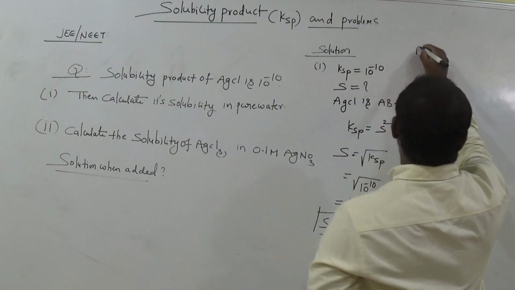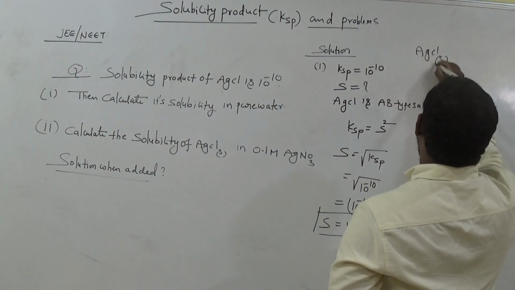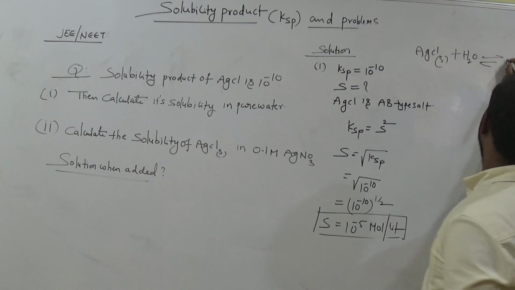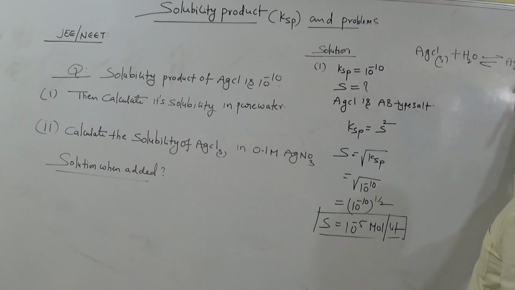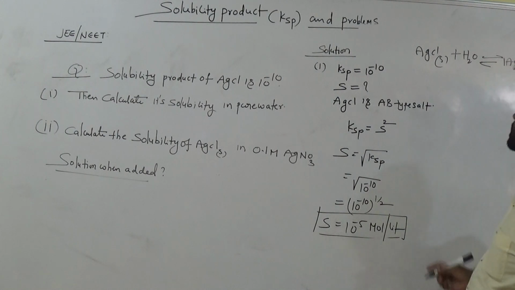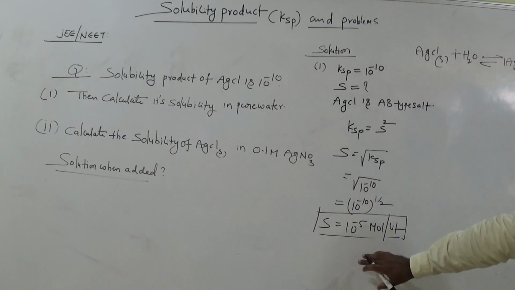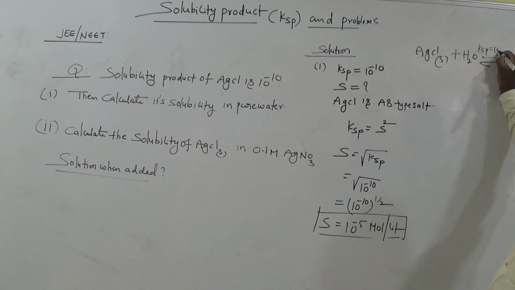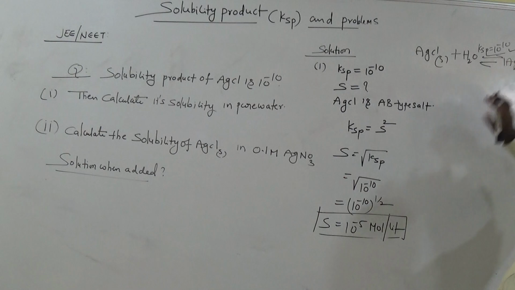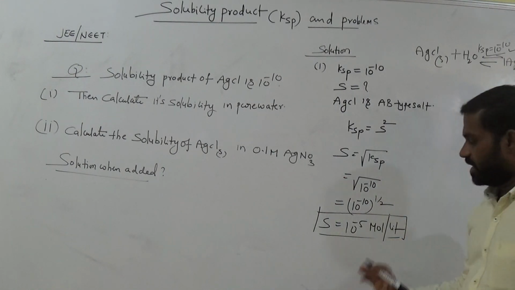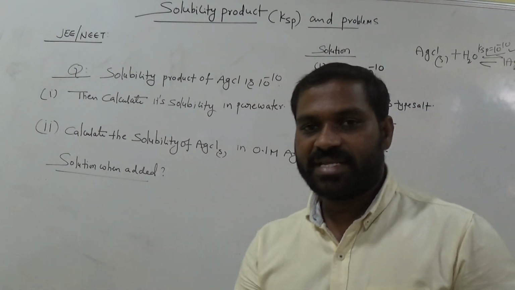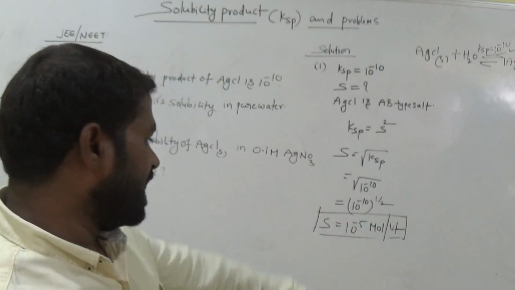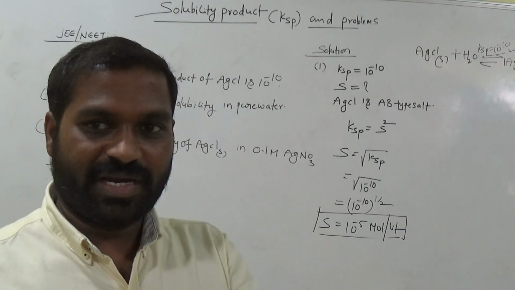That means the equation for AgCl salt in pure water is reversible: Ag plus and Cl minus. What are the coefficients? 1, 1. Clear? So now what is the solubility? 10 power minus 5. For this expression, KSP is given as 10 power minus 10. So the solubility of AgCl in pure water is 10 power minus 5 mole per liter.